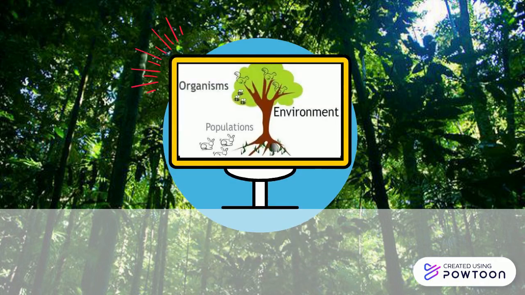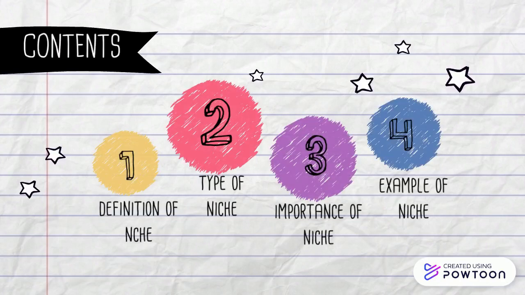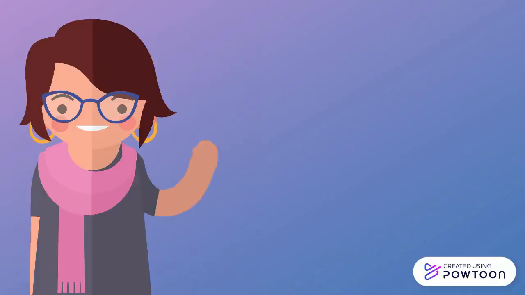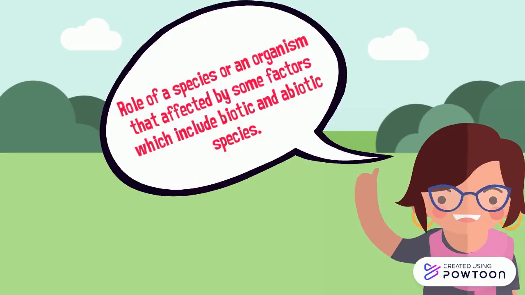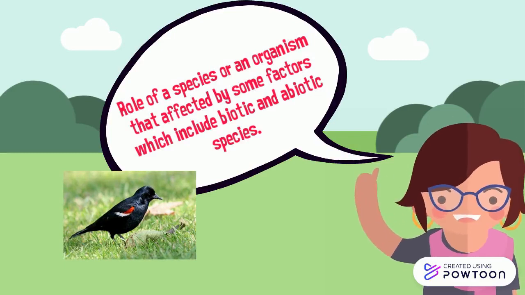So in this video, I will explain about the niche concept. I would like to talk about the definition, types, importance, and example of niche. Definition of niche. Guys, did you know what is niche? Niche is the role of a species or an organism that is affected by some factors, which include biotic and abiotic factors.